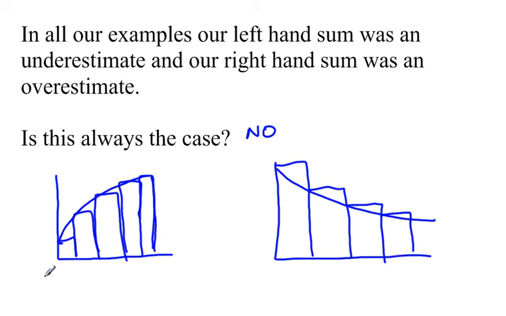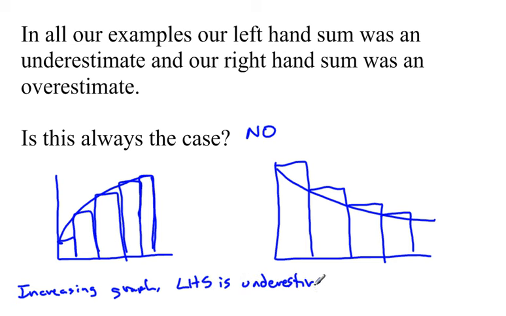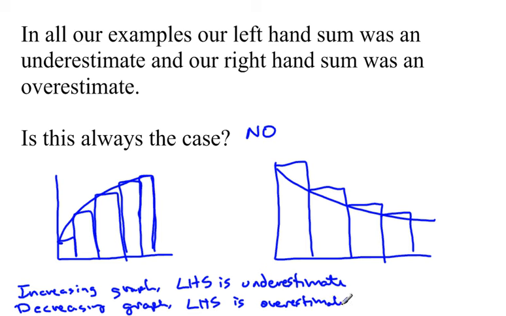So we should note that in an increasing graph, the left-hand sum is an underestimate, but in a decreasing graph, it's the opposite. So if it's a decreasing graph, the left-hand sum is an overestimate. And I want to point out again that we're only dealing with positive graphs. So I should say an increasing positive graph and a decreasing positive graph.